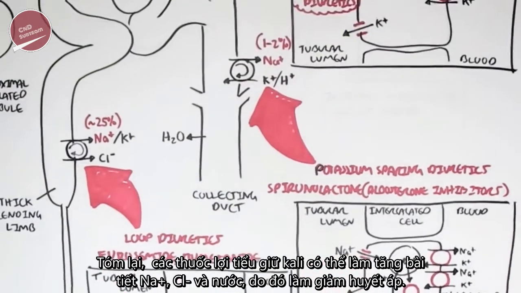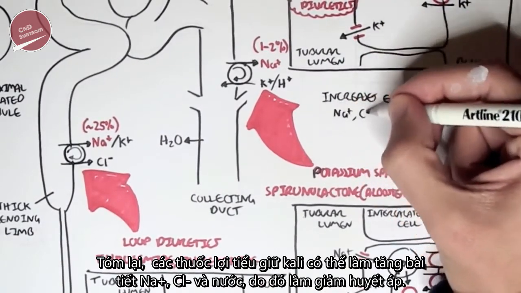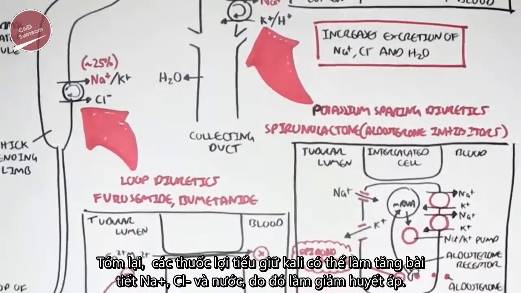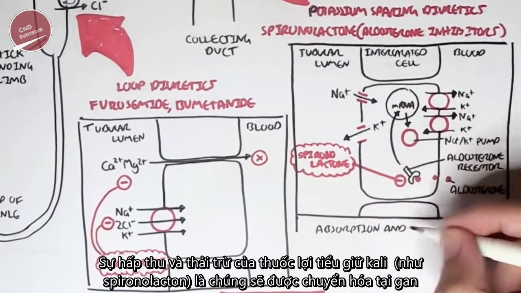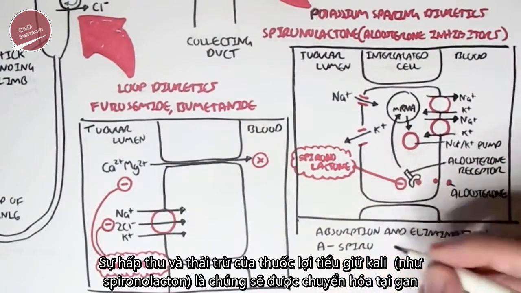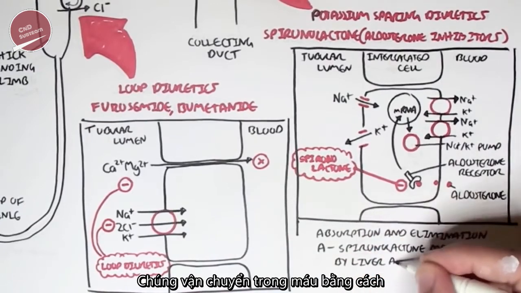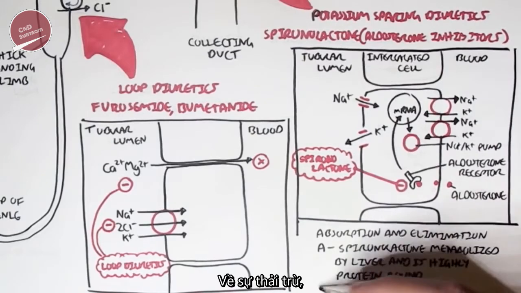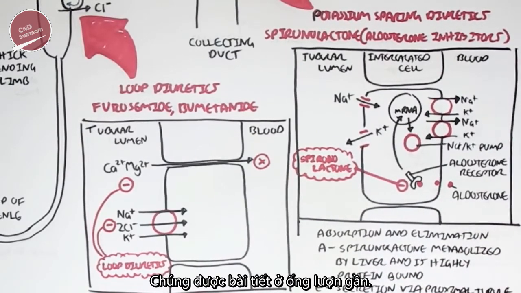So overall, these potassium-sparing diuretics increase the excretion of sodium chloride and water, and therefore decrease blood pressure. The absorption and elimination of potassium-sparing diuretics, well, for spironolactone, they are metabolized by the liver, and they're actually highly protein-bound, meaning that they travel within the blood by binding onto some kind of protein. Elimination is that they are secreted via the proximal convoluted tubules.